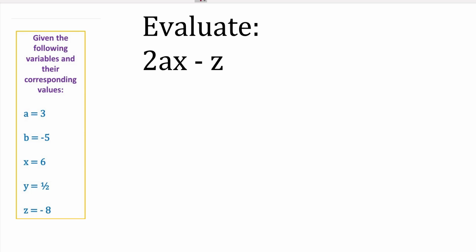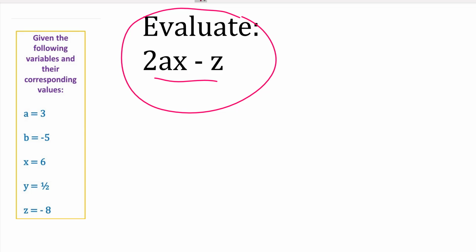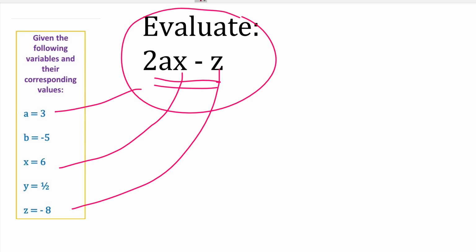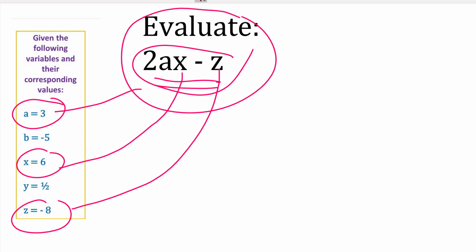We are going to evaluate the expression 2ax minus z. That's it, 2ax minus z, given that a equals 3, x equals 6, and z equals negative 8. So we'll be using these numbers. All you have to do is plug these variables and their values into the expression.